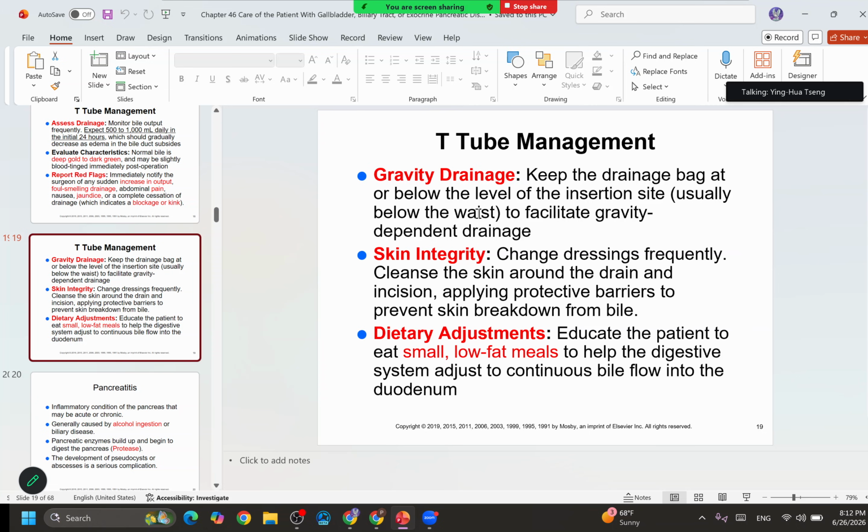NCLEX asked this one time, and lots of students got it wrong. They think this is okay. No, this is over the gallbladder. What it means is it's going to have a backflow with all the drainage. Just like a Foley catheter.